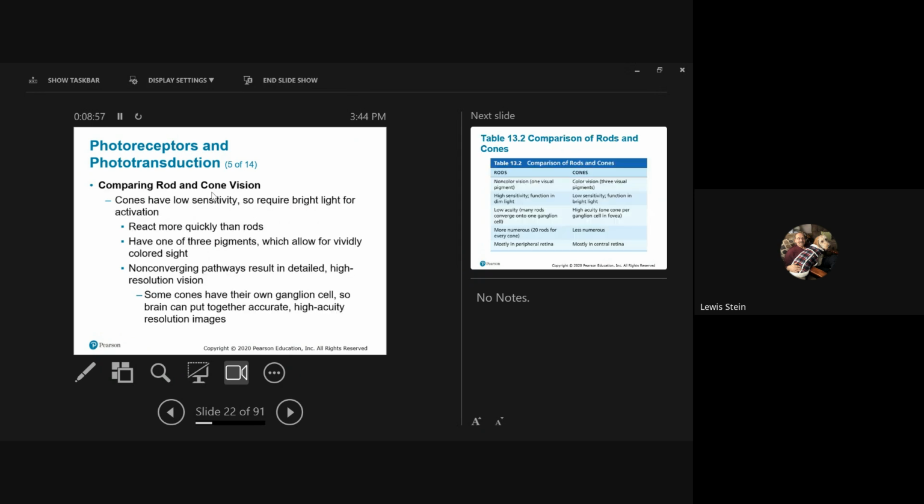So cones, low sensitivity, got to have a lot of light, react more quickly, 1 of 3 pigments, non-converging, very detailed. Some even have their own ganglion cell, so it's very, very accurate with regard to images. Imagine the detail we look at. Think of high def compared to the old days of TV.